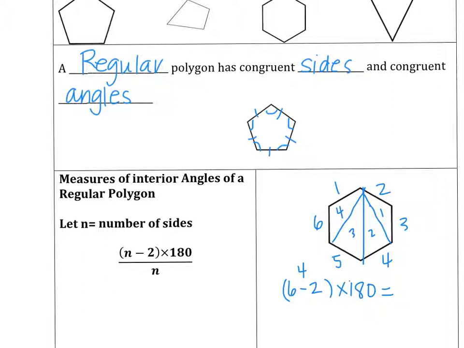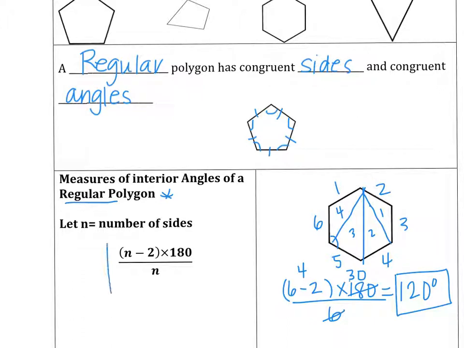And then if we want to find out how much each angle is, which is what we're talking about right here, then we divide it by however many angles we have, which is 6. So if we do the math on that, I'm going to cross-reduce there. So 4 times 30. Each angle is 120 degrees. So when we have a regular polygon, we can figure it out this way using this formula.